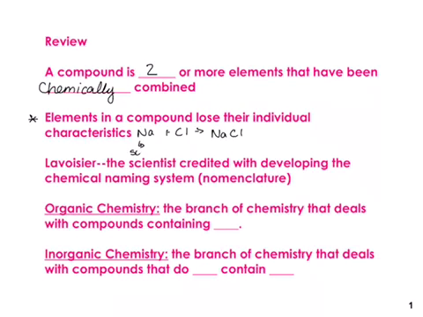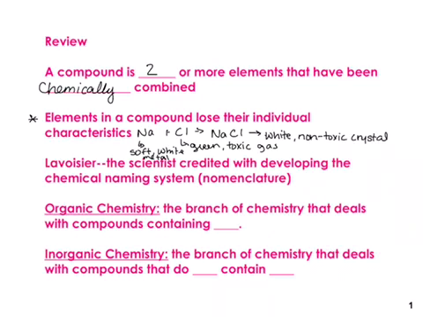sodium is a soft white metal and chlorine is a green and toxic gas. And when they combined, they form a white, non-toxic crystal. So that's what I mean by they lose their characteristics, because the sodium is no longer a soft white metal, chlorine is no longer a toxic gas, and so they create something brand new.